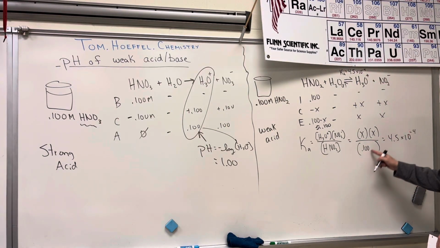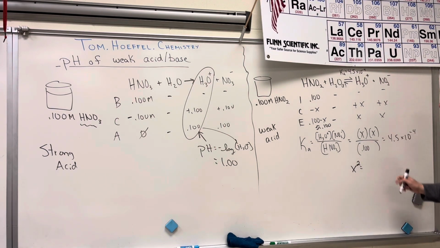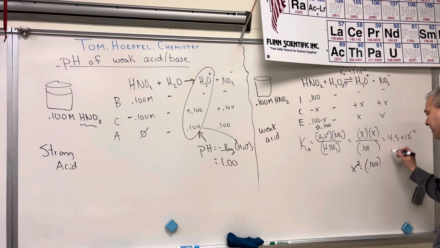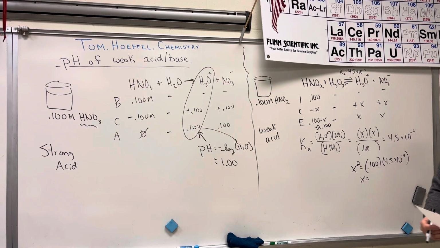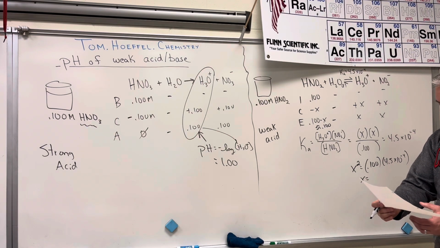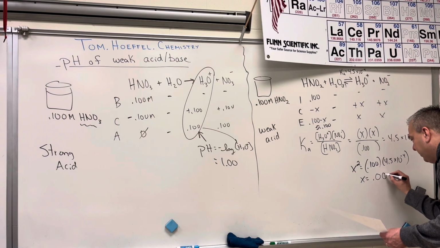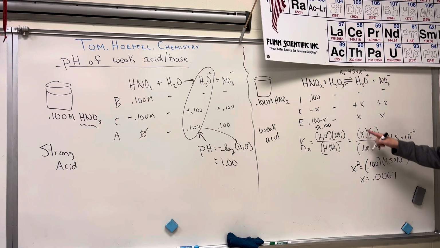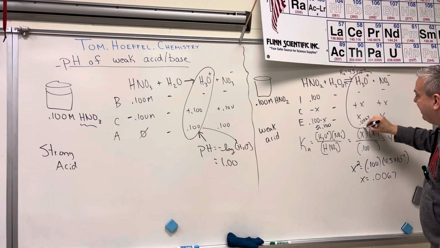So what I'm going to do is cross multiply. So x times x ends up being x squared, and that's going to be equal to the 0.100 times the 4.5 times 10 to the negative 4. Now I'm going to multiply these two numbers and then take the square root. And when I take the square root, I get x equal to 0.0067. Now this 0.0067 is the value of the hydronium ions.